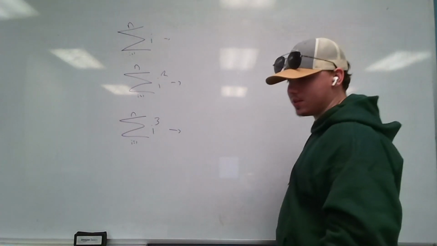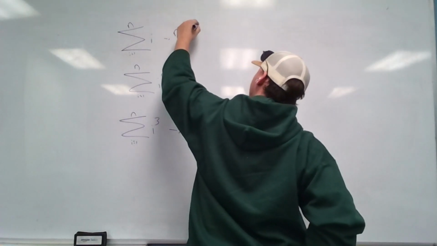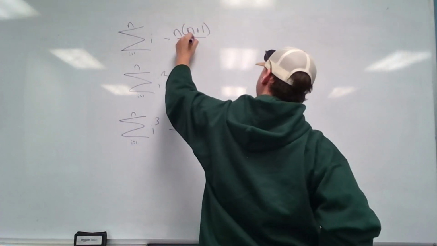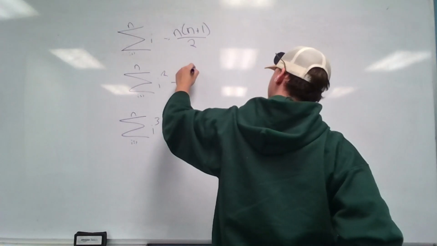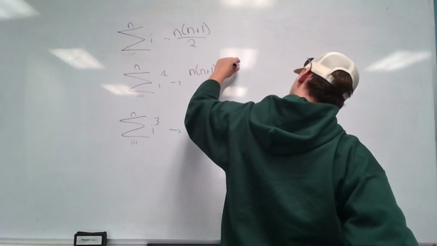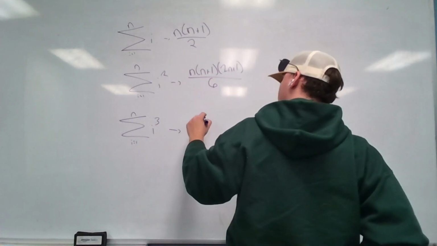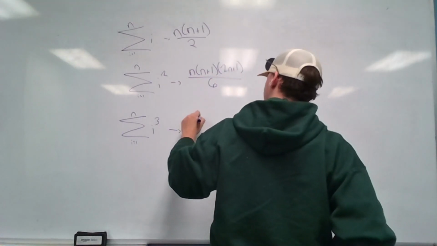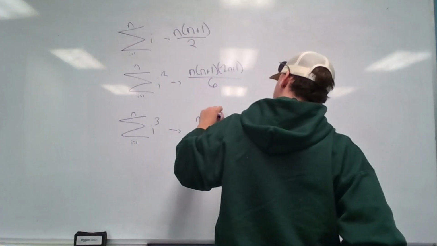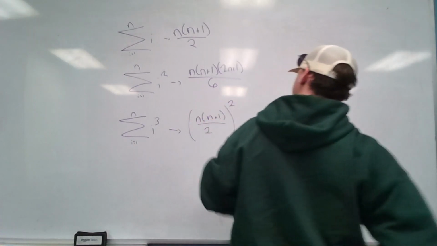Okay, so what are these? The first one is going to be n times n plus 1 over 2. The second one is going to be n times n plus 1 times 2n plus 1 over 6. And then the third one is going to be pretty easy: n times n plus 1 over 2, same as the first one, but you square the entire thing.